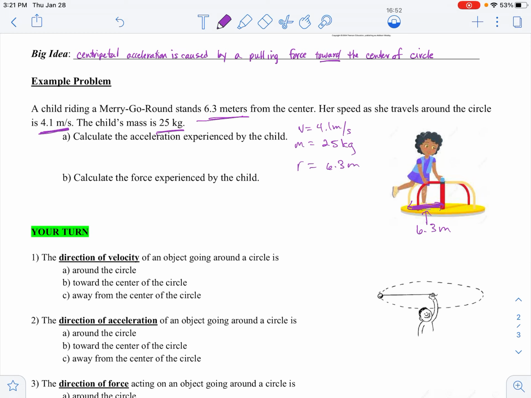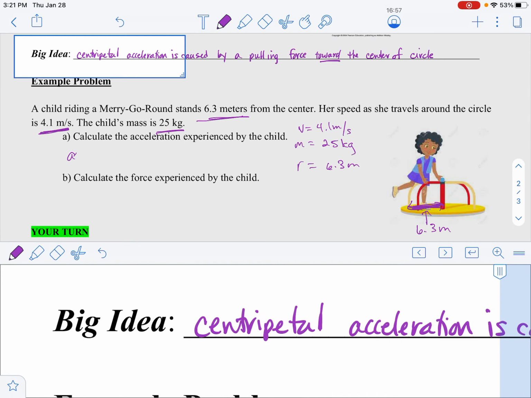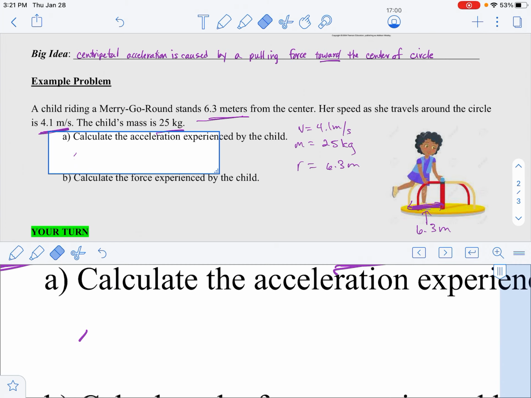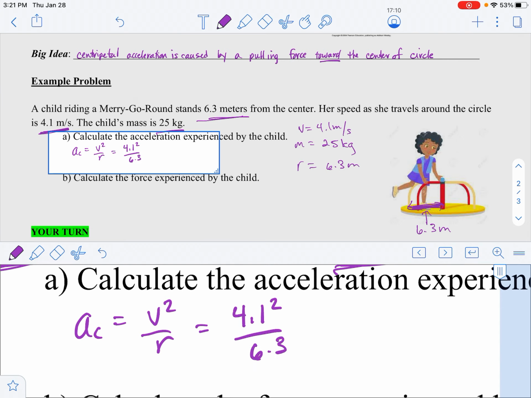Okay, it says calculate the acceleration experienced by the child. All right, well, we know that the centripetal acceleration is v squared over r. We know v is 4.1. We know r is 6.3. I'm going to square that first. I'm going to get 16.81. I'm going to divide by my radius, 6.3. I'm going to get 2.7 meters per second squared.